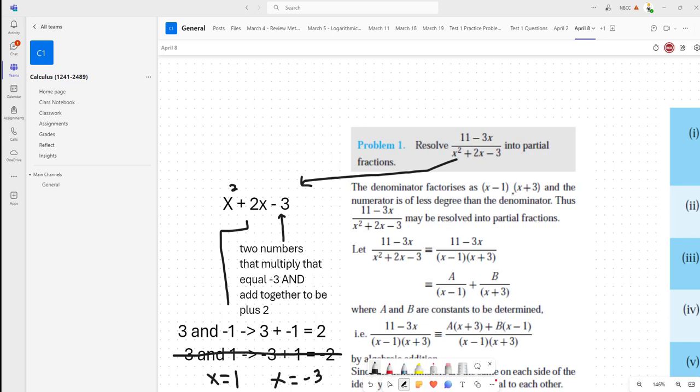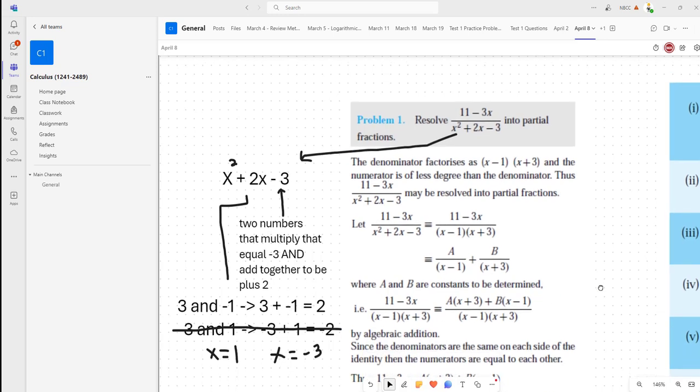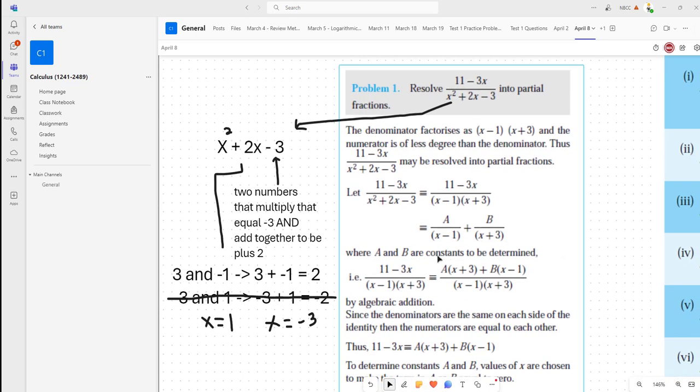So if we skip down here, we have 11 minus 3x over x squared plus 2x minus 3, which factorizes into x minus 1 and x plus 3. If we satisfy this, we can move to this. Now, to separate these two, let's figure out what the two top numbers above the fractions are if we were to add them together. If you've done this before, hopefully this is a review. We set A and B above as placeholders for us to solve for. They're constants to be determined.